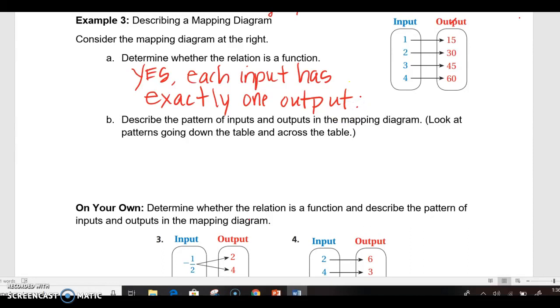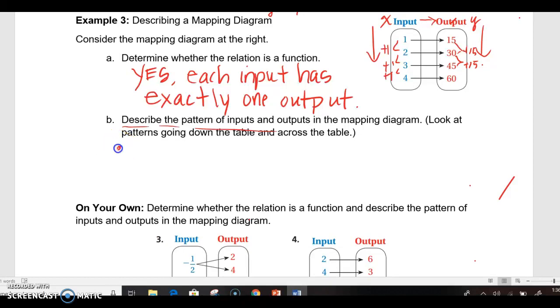Okay, and then it says describe the patterns of inputs and outputs in the mapping diagram. Your hint is to look at the patterns going down the table. So what's happening as you move down the table, and then as you move from the left to the right, from the inputs to the outputs. Let's do the first one, looking down the table. Remember, inputs are your x's, outputs are your y's. As I'm looking down the table, each time x is increasing by 1. And over here, each time y is increasing by 15.